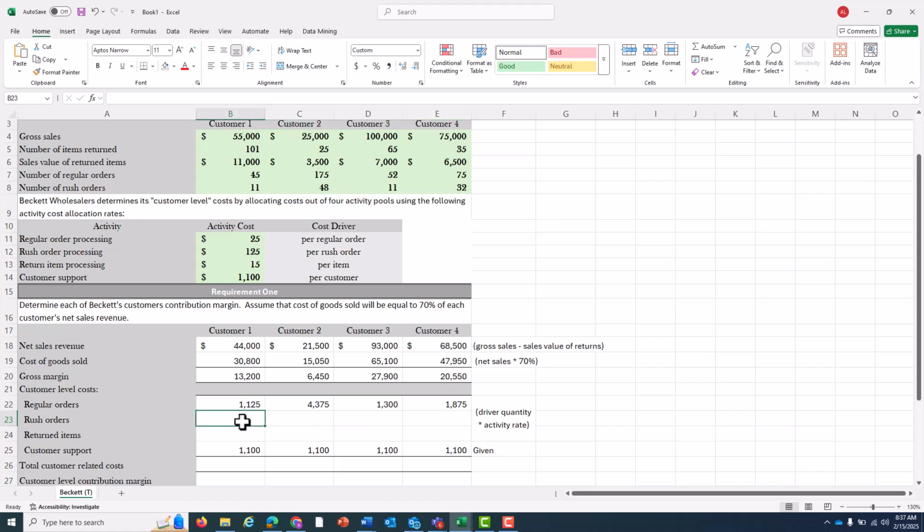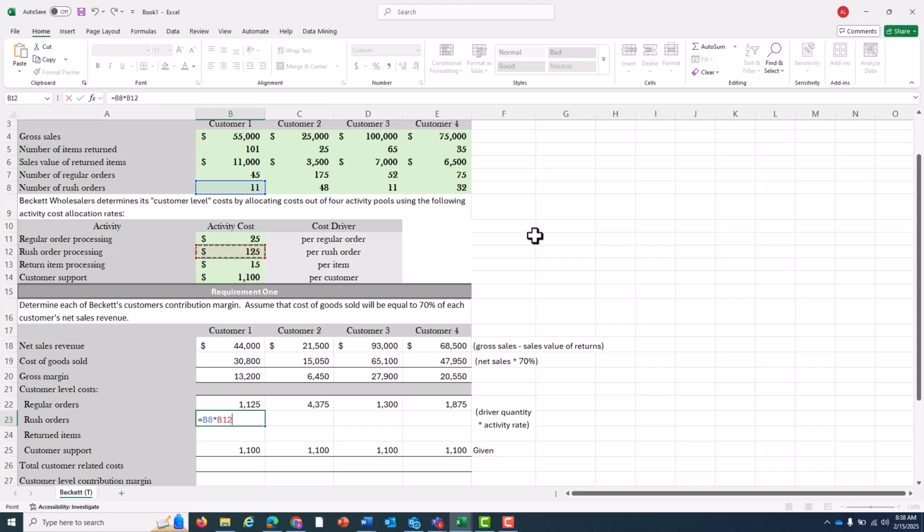And I'm going to want a fill handle, so what I'm going to do is each customer 1, 2, 3, and 4 has the number of rush orders listed. I'm going to click on customer 1's rush orders, and I want that to change as I fill handle across because I want it to drag over to customer 2's number of rush orders, customer 3, etc. But what I don't want to change is the activity rate. And the activity rate is $125 per rush order. So what I need to do is make that absolute.